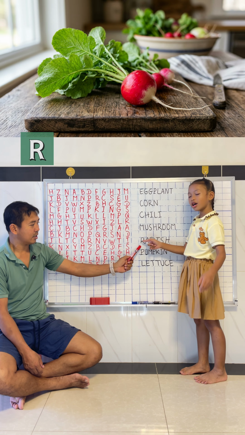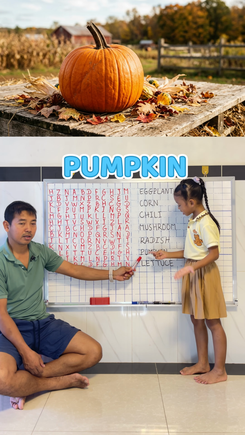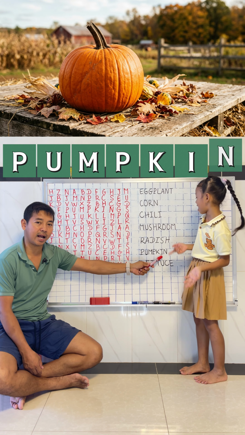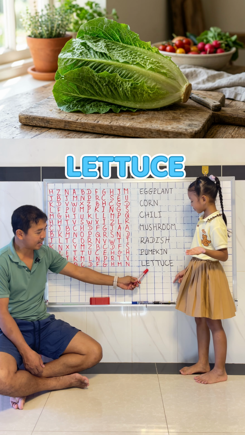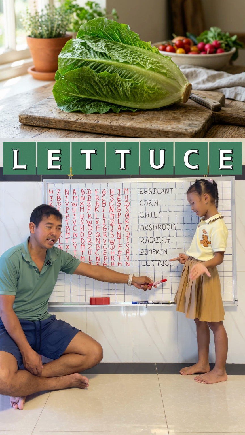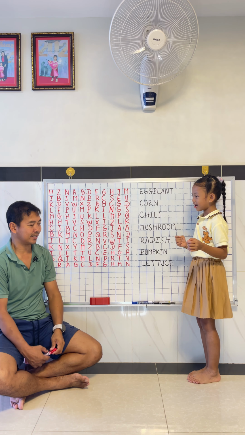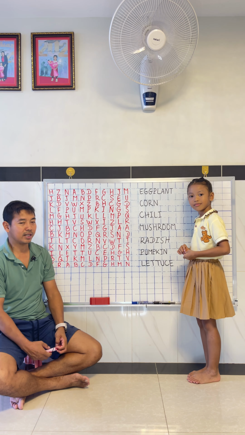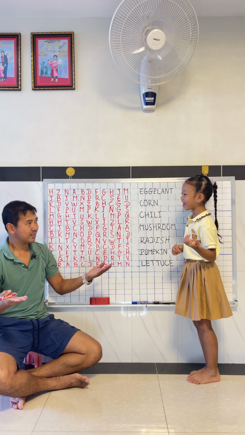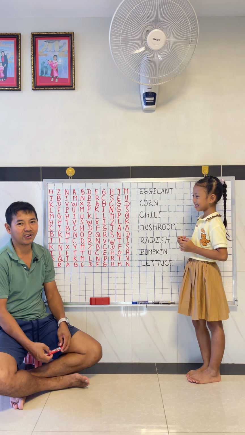Radish. R-A-D-I-S-H. Pumpkin. P-U-M-P-K-I-N. Lettuce. L-E-T-T-U-C-E. So the 7 words we already read and spelled. Spelling done. And now the next step we will do funny time to find the word in the puzzle.